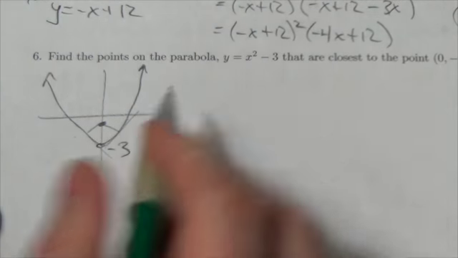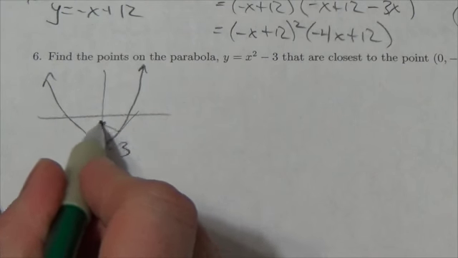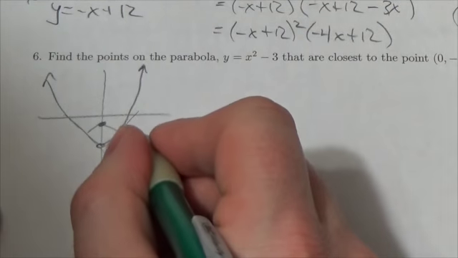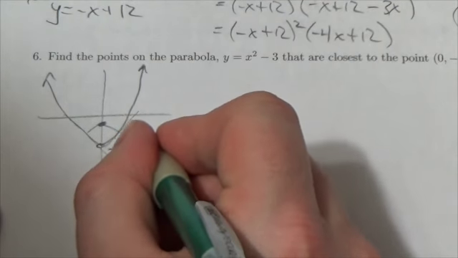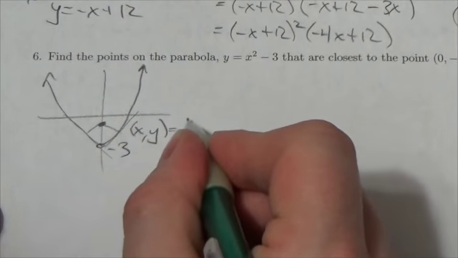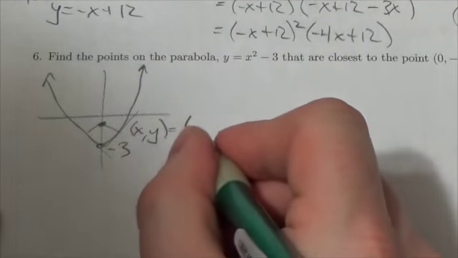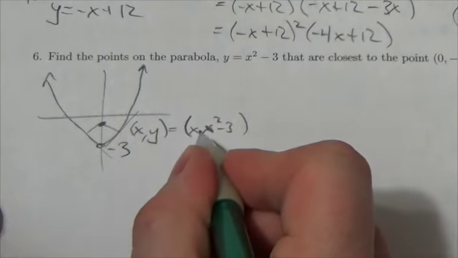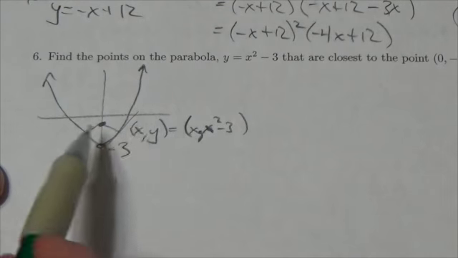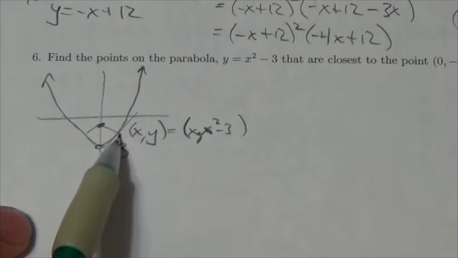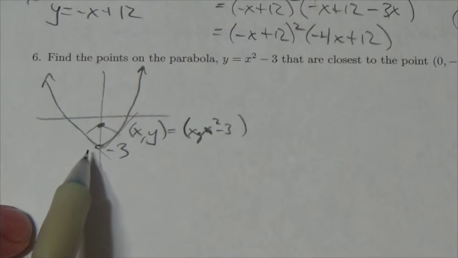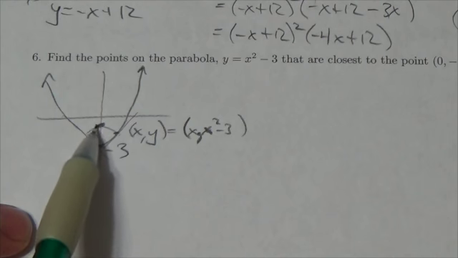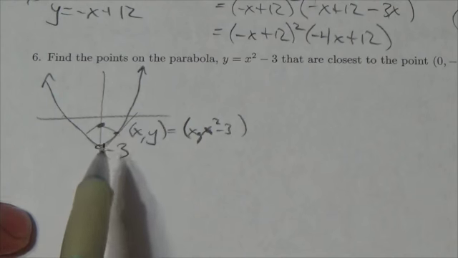So what I'm going to do here is set up the line connecting the point 0, negative 1 to the parabola, and the coordinates of the point on the parabola here, x comma y, except that I can do better than that. I can say x comma x squared minus 3. Okay, so these are all the points on the parabola. Now, when this point right here is closest to this point, the line connecting those two points directly is going to be perpendicular to the tangent line.